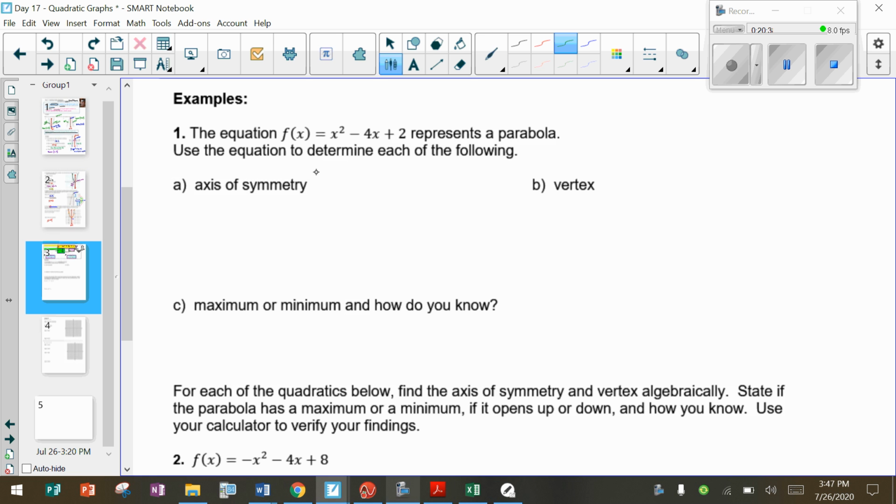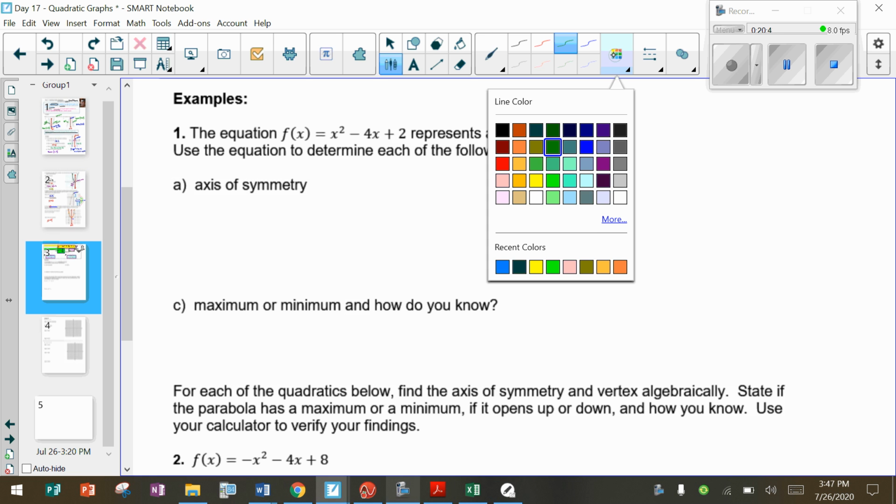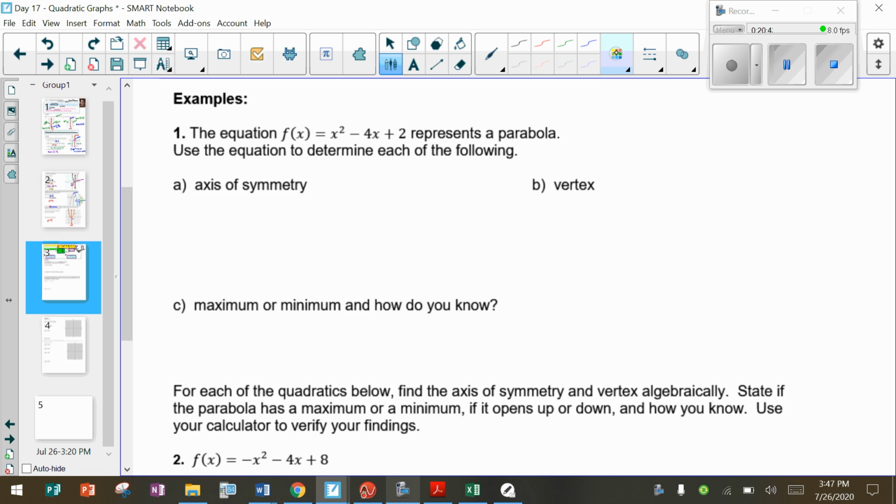The axis of symmetry. So we have an equation for the axis of symmetry that you just supposedly wrote down on your paper, or at least listened to me talk about briefly. The axis of symmetry equation is x equals negative b over 2a. Remember that the a value is the number in front of the squared term. So in this case, a is equal to 1. The b value is the number in front of the x term. So in this case, b is negative 4. And the c value is the number that has no x to it at all. In this case, a positive 2.